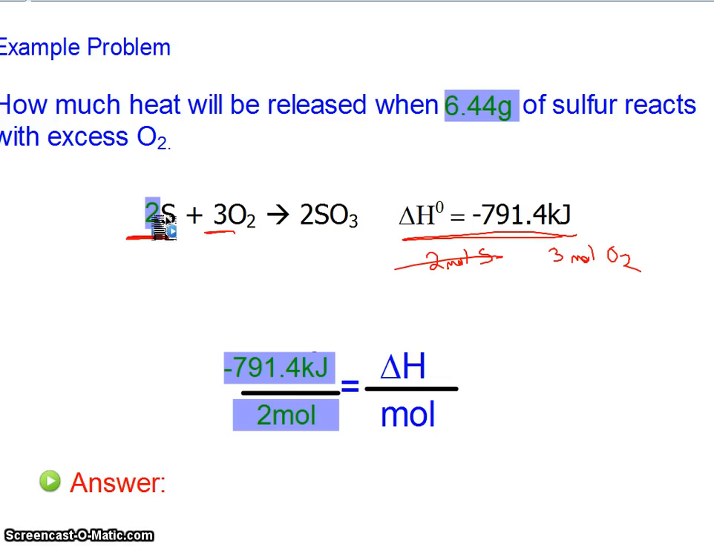We want to know what the enthalpy change would be for 6.44 grams of sulfur. Well, first, since we're comparing moles to moles, we have to get that grams into moles. Well, 6.44 grams, hopefully you can do the math to figure out, is 0.201 moles of sulfur. And now that we have this set up as a ratio, you can cross multiply and divide to get the answer. So you should try that out on your own and make sure you can get that answer of negative 79.5 kilojoules.